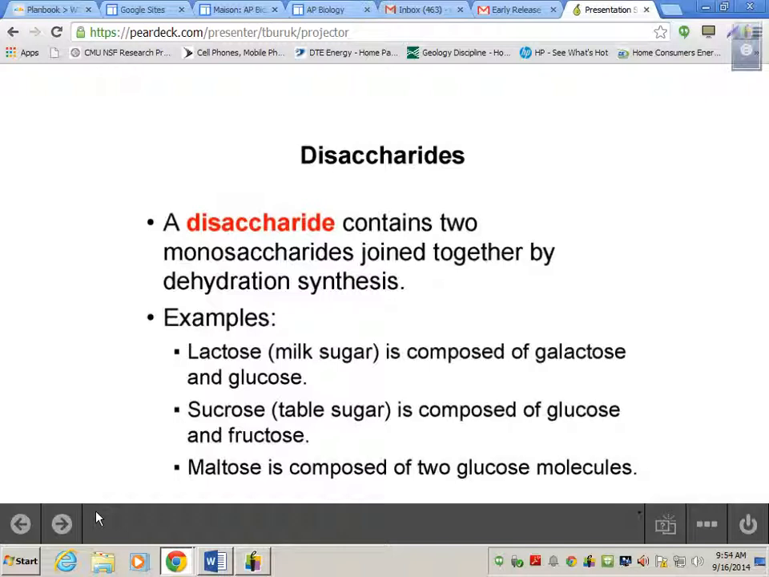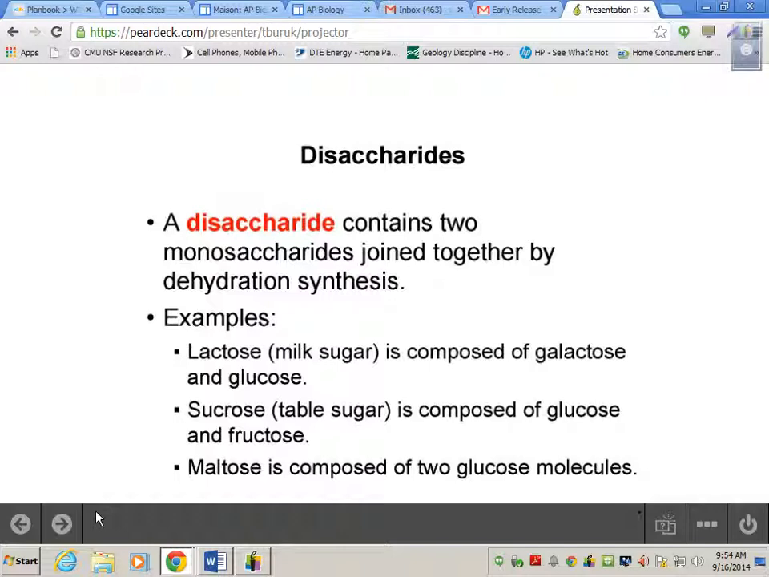So looking at a disaccharide, di we know means two, saccharide referring to sugars, in this case 2 monosaccharides. So this contains 2 monosaccharides joined together by dehydration synthesis. What is dehydration synthesis? Removing a water molecule and bringing 2 things together. So in this case, there are 3 with different monomers of sugar. You can either have lactose, sucrose, and maltose. We talked about sucrose already. These are the 3 disaccharides you're expected to know.